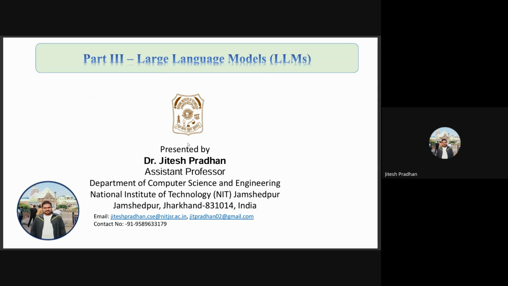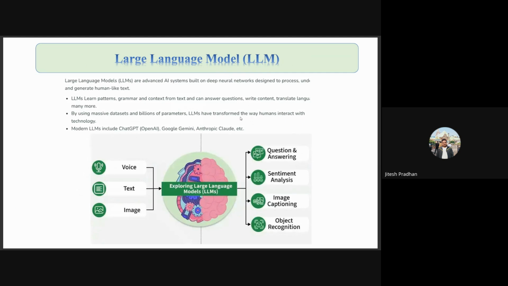Okay. Now, let's go to the third part, that is called large language model, or LLM. So basically, what is a large language model? We call it a large language model, so basically a model that is dependent on language. Voice, text, and image can be the input, and in output, it can give you question answering. It can give you semantic analysis. It can generate image captions. It can do object recognition. So basically, LLMs are advanced AI systems built on deep networks designed to process and understand human-like text.